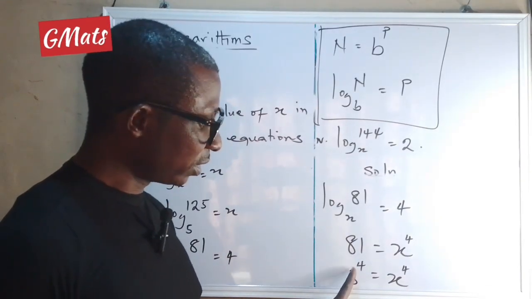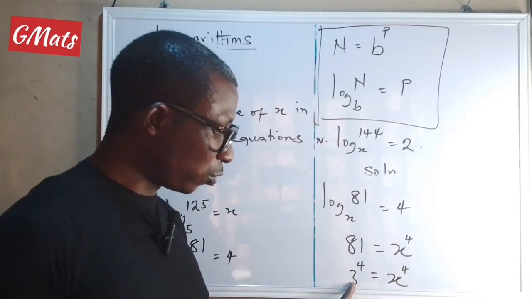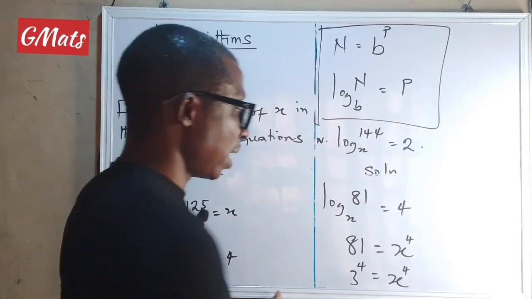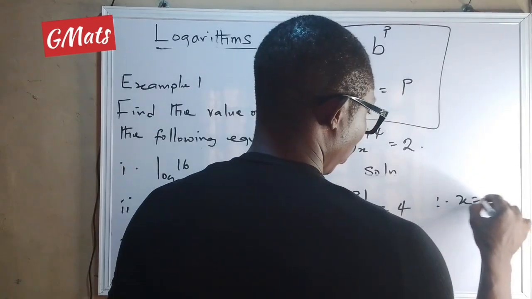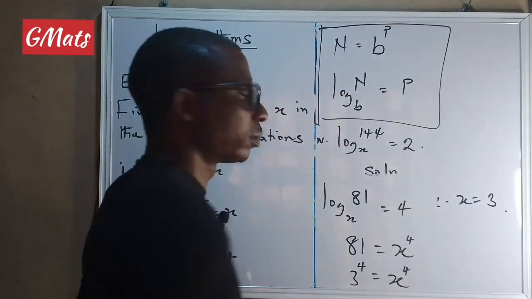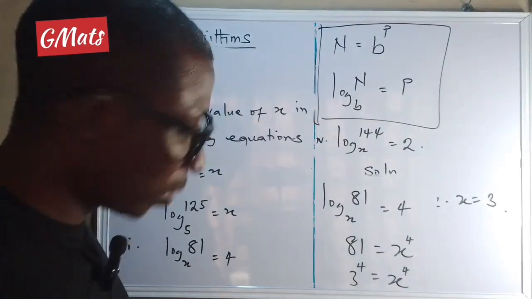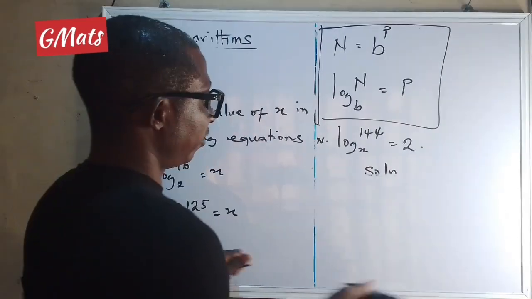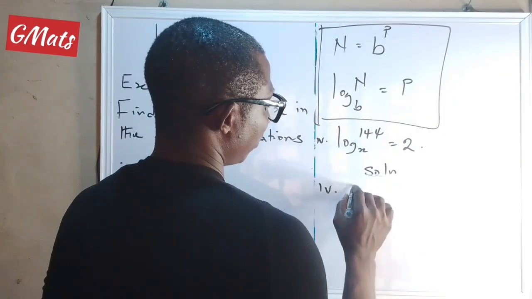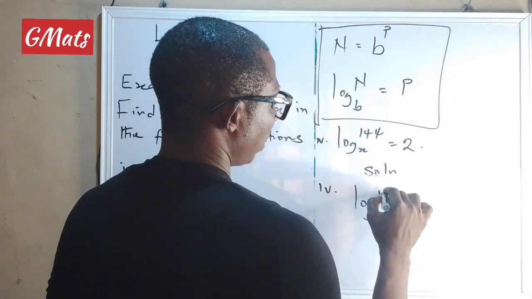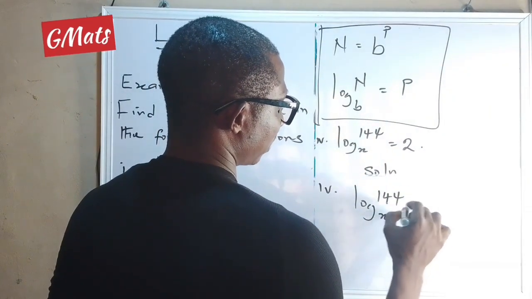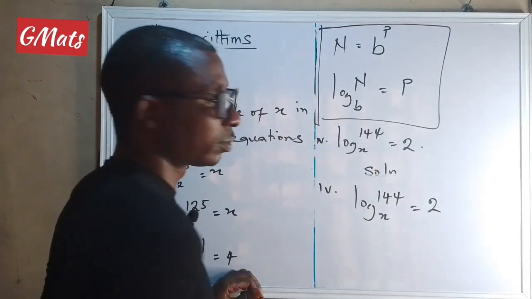So now, since the powers are equal, you equate the bases. So we have therefore x equals 3. So that is the answer to the third one. Now let's look at the last one. Number 4. We have log of 144 base x equals 2.